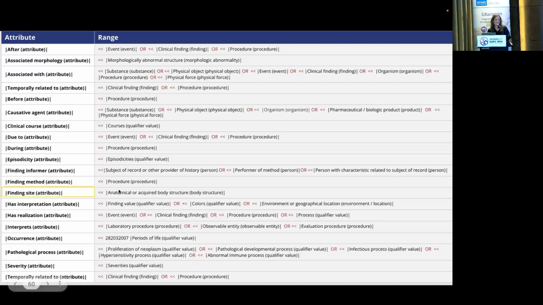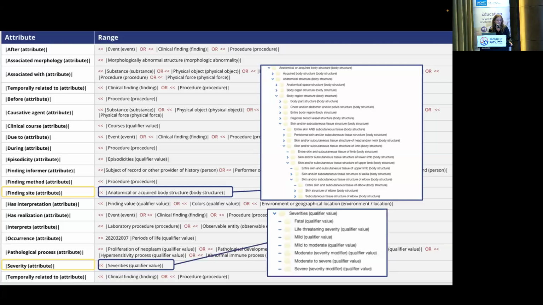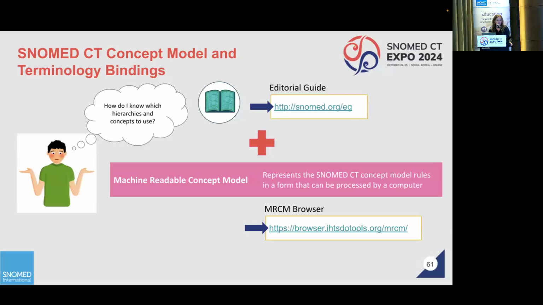All right? So this is why the concept model can assist not only authors, but also implementers in how to do binding. You can notice that I'm not that familiar with these animations, but yeah. So when you go in and use these expression constraints that are available in the machine-readable concept model, you can actually find those concepts that can be used as values. And this is how you can do it.